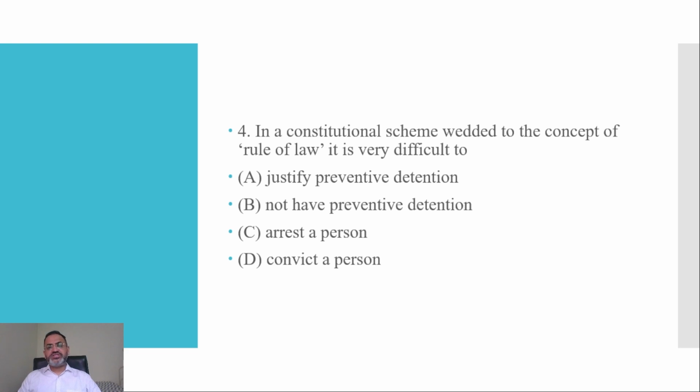In a constitutional scheme wedded to the concept of rule of law, it is very difficult to justify preventive detention. Appears to be correct. Not have preventive detention? Be true. Arrest a person? No. Convict a person? No. Clearly, option A is the right answer. It's very difficult to justify preventive detention in a constitutional scheme which has rule of law as a central doctrinal presence.